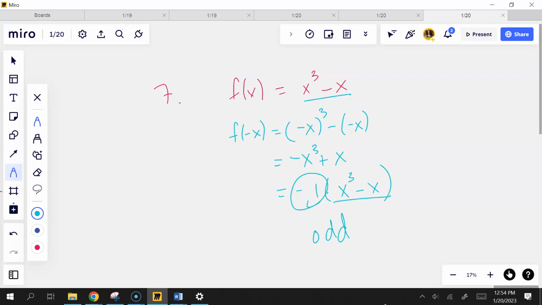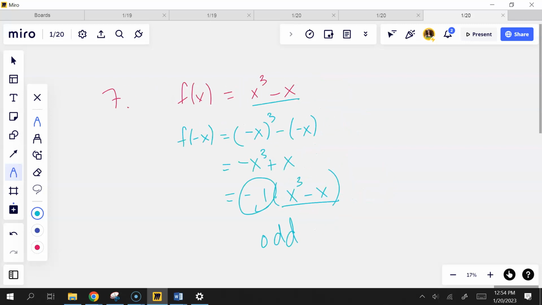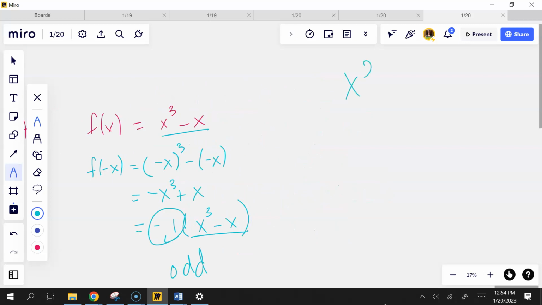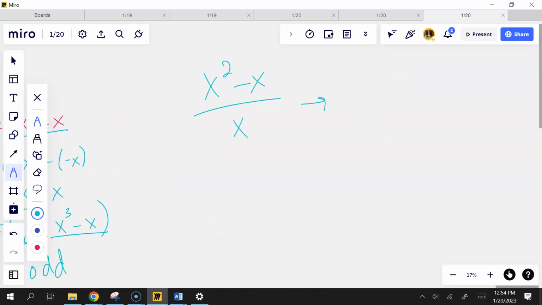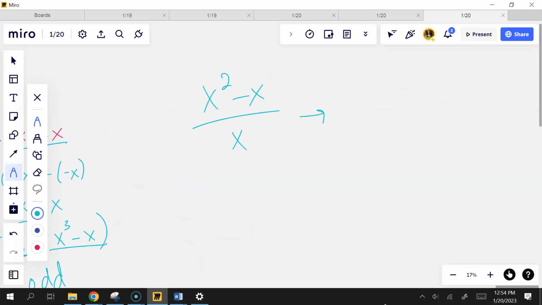Okay, so all signs are opposite. How is it not? I'm hesitant to say all signs, because what if it was a fraction? What if I ended up with negative x squared minus x, or plus x, over x?